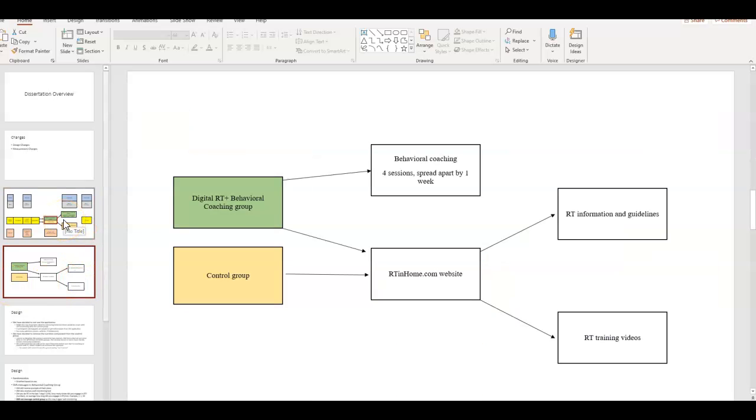So essentially, there's only two options for what participants can get after their two guided resistance training sessions, which are the run-in period. They can't be randomized unless they've done those two sessions. They will either be in the behavioral coaching group or they'll be in the control group. The behavioral coaching group will get that behavioral coaching, which will be 4 sessions spread apart by 1 week. They'll also get access to the RT in-home website, which will have the resistance training information and guidelines, and also the resistance training videos for them to follow. While the control group will only get access to this website.